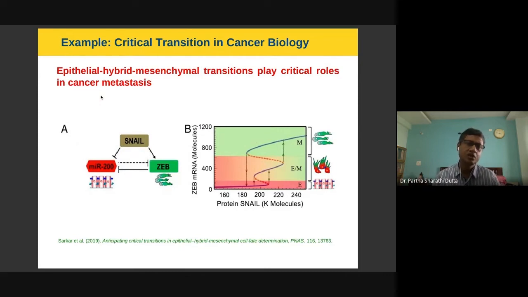This is an example of a tipping point in cancer biology. This is a system that includes miRNA, some ZEB protein and SNAIL. When we vary the SNAIL concentration, what happens? The system has three alternate states. One is an epithelial state, another one is a hybrid state, and the upper one is a mesenchymal state. The hybrid state is responsible for the formation of a tumor. We have studied this in a published paper in PNAS: with small-amplitude noise, in such a system, a critical transition can happen from one state to another alternate state, and it is possible to forecast it before the transition.